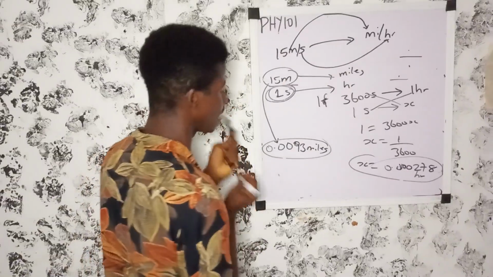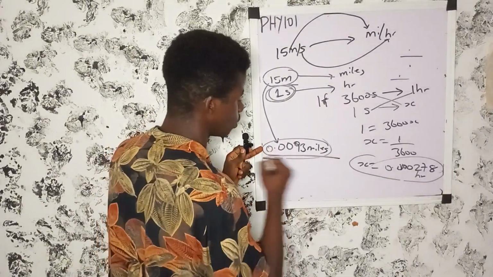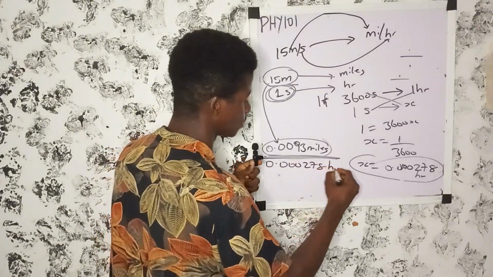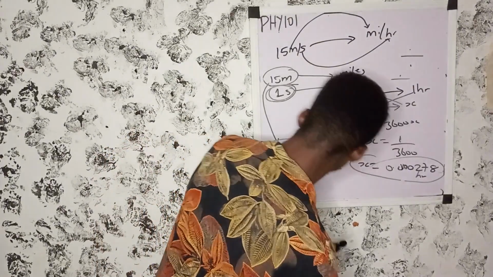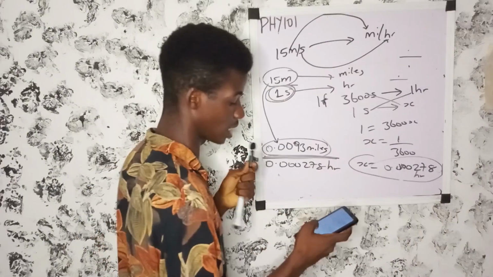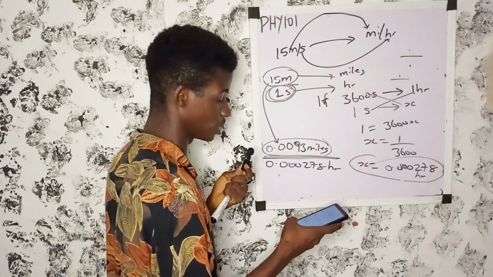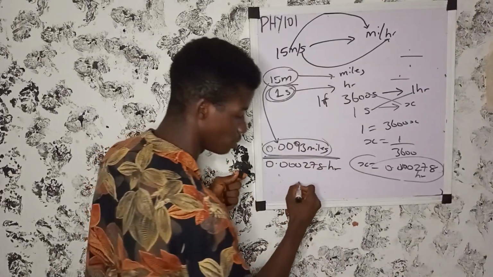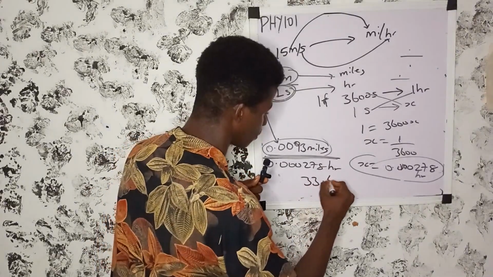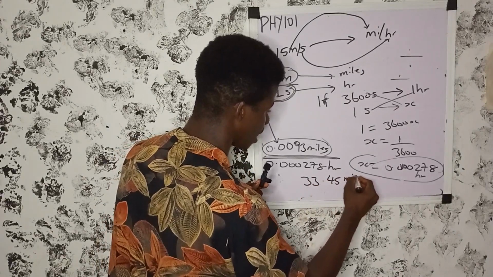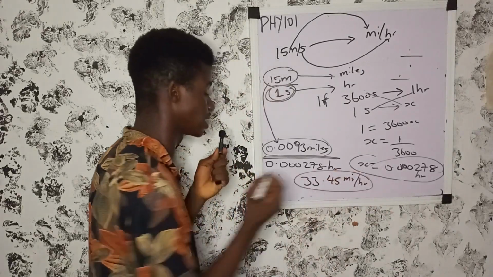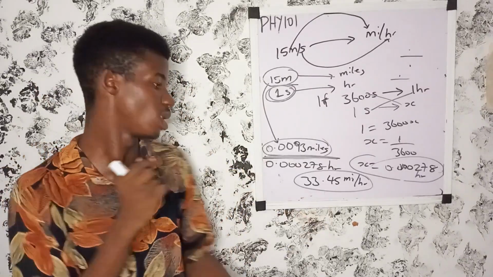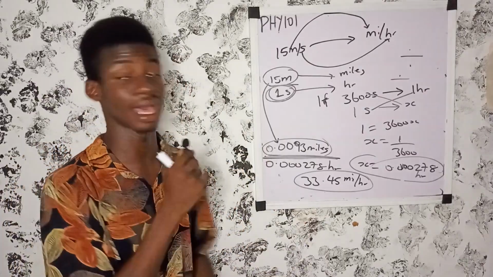So if you divide 0.0093 miles by 0.000278 hours, what do we have? Our answer will be 33.45 miles per hour. So this is the answer to the question in the back of your textbook. If you look at the question very well, they didn't put the answer for you. So this is the answer: 33.45 miles per hour.